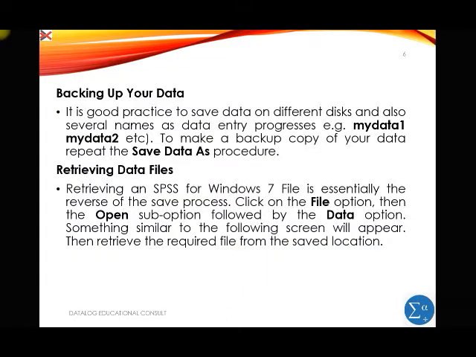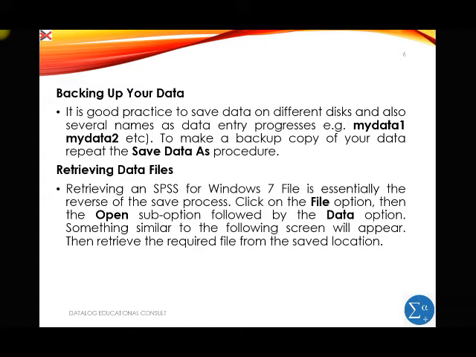Now, backing up your data. It is good practice to save data on different disks and under several names as data entry progresses, for example my data 1, my data 2. To make a backup copy of your data, repeat the Save As procedure. We have two options. The first option is Save, if you are saving for the first time. The second option is Save As, if you want to save your data under several names or in several folders for backing up of your data.